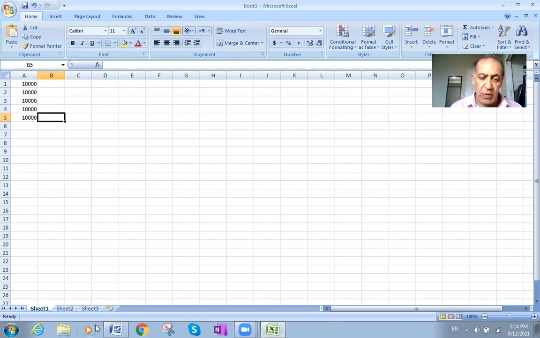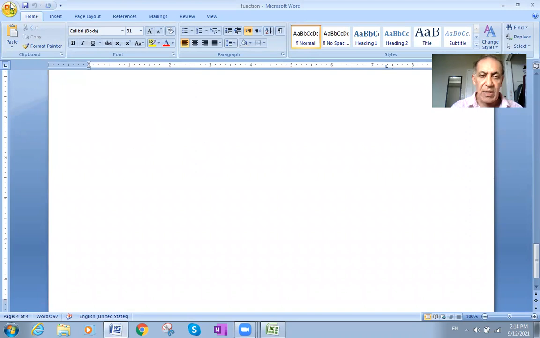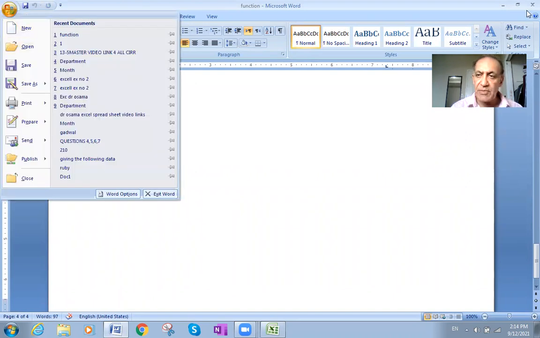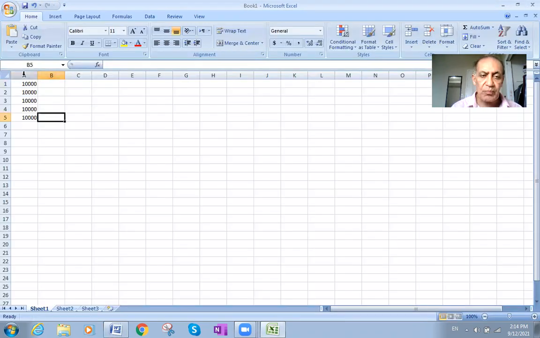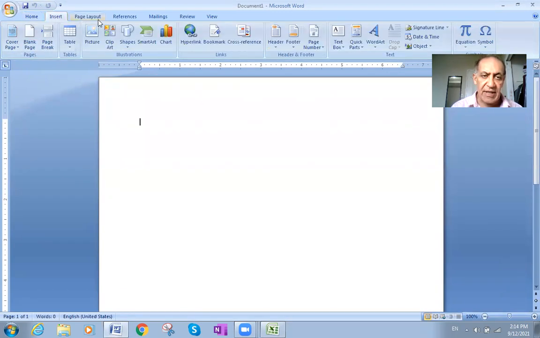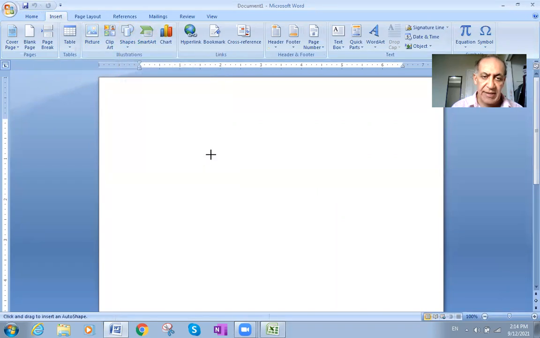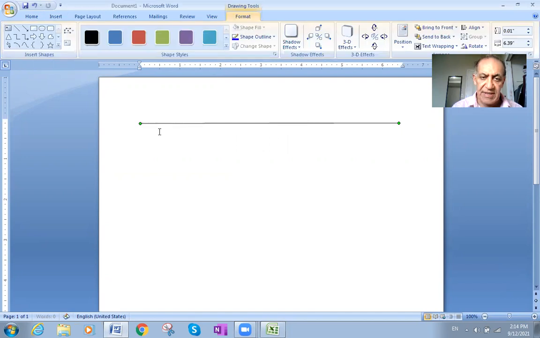Actually, I don't want this now. If you want to draw it, we can draw it like this. Let me show you something. So I will insert a line here, from smart shapes. I will take a line that goes like this. Then within this line, I have 5 times 10,000.